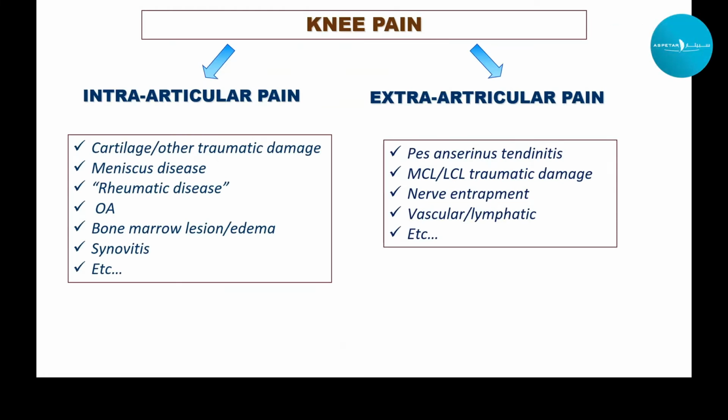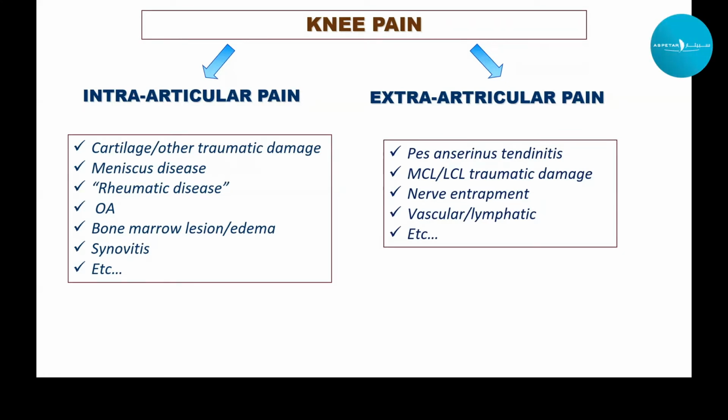So before going to the intra-articular complicated or less complicated treatment, you have to ask yourself if this patient has an intra-articular or extra-articular source of pain. Because most of the time, most patients have an extra-articular component of pain, at least in part, which can be tendinitis of the pes anserinus, damage of the collateral ligaments, a nerve entrapment, or vascular or lymphatic problems. So you have a lot of other sources of pain.